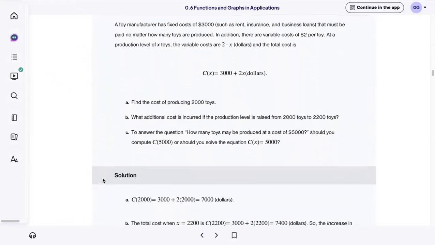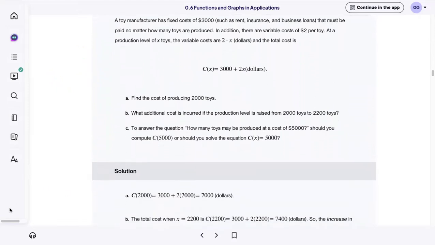Okay, let's see this example. A toy manufacturer has a fixed cost of $3,000, fixed, constant. In addition, there are variable costs of $2 per toy. At the production level of x toys, that's how many toys, the variable cost is $2x. So the total cost is overhead 3,000 plus 2x.